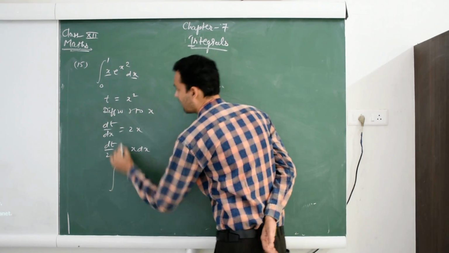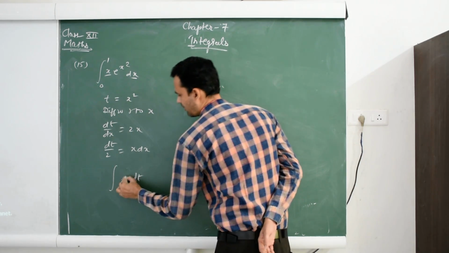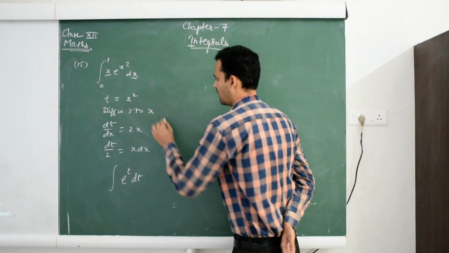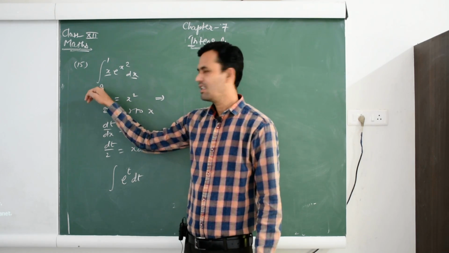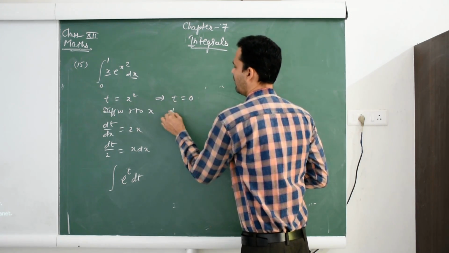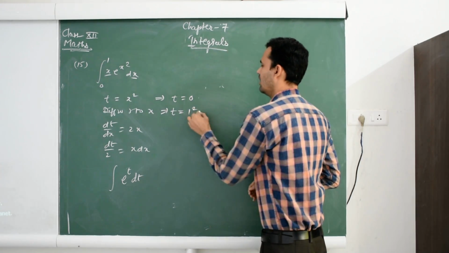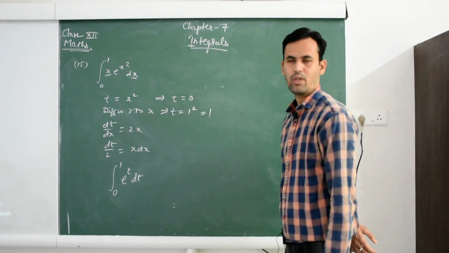Okay. So, we write x dx as dt by 2, and this function is e to the power t. Also, we now change the limit. First we put x as 0, so the value of t is 0, and if we put x as 1, so the value is 1. So, now the limit will be 0 to 1.